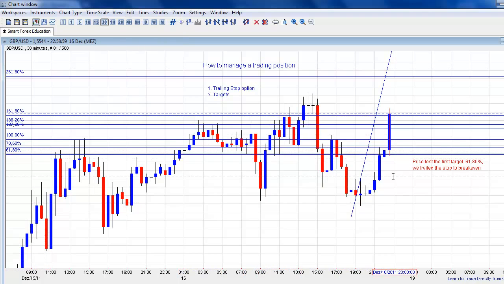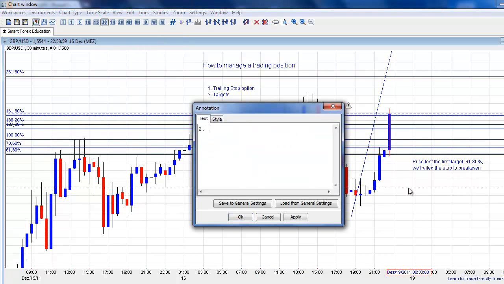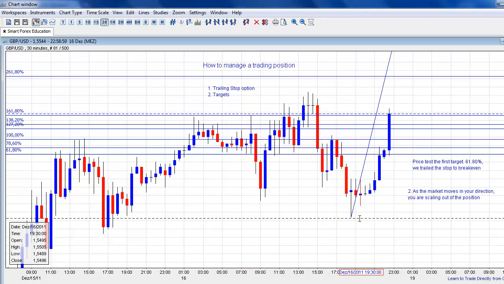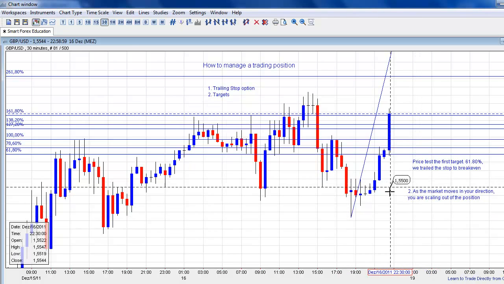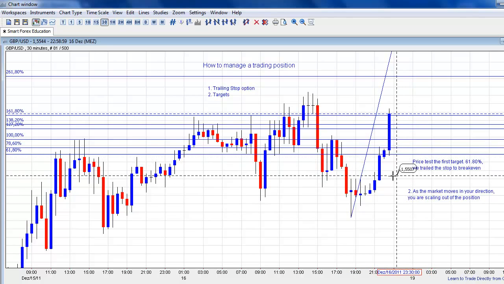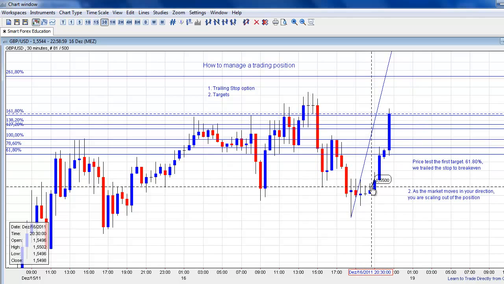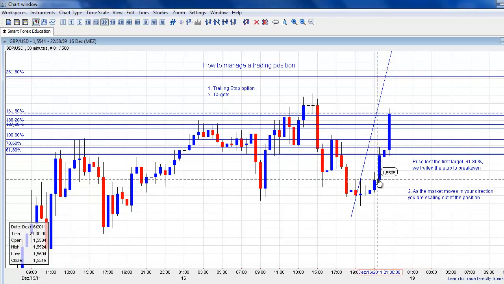So number two setup. As the market moves in your direction, you are scaling out of the position. Okay, so there's two ways. So on the basis of making a decision on what you're going to do, it's obviously important to have experience, but you need to have an intuitive feel for what's currently going on in the market.